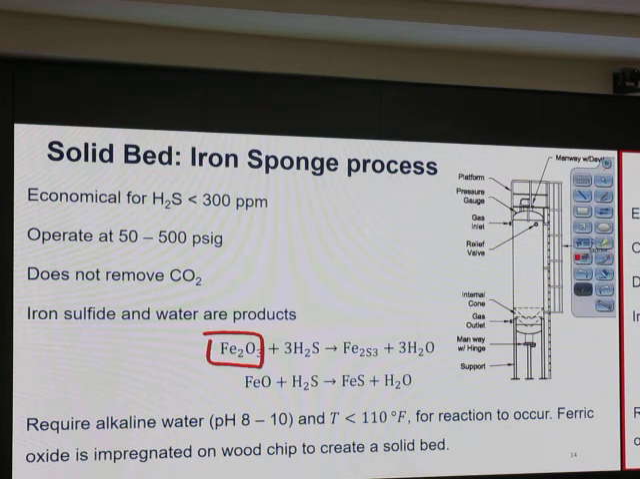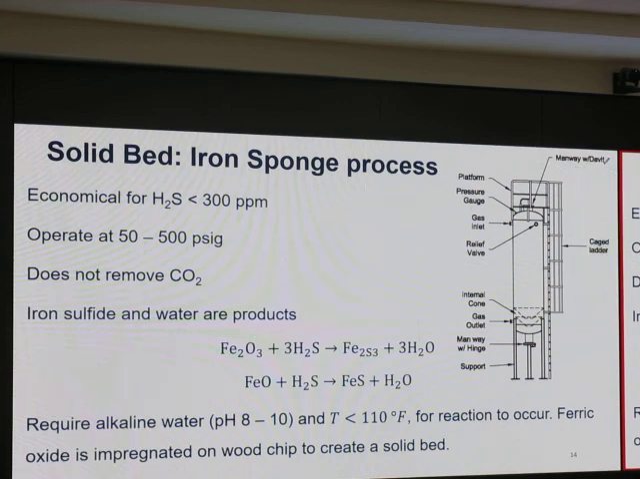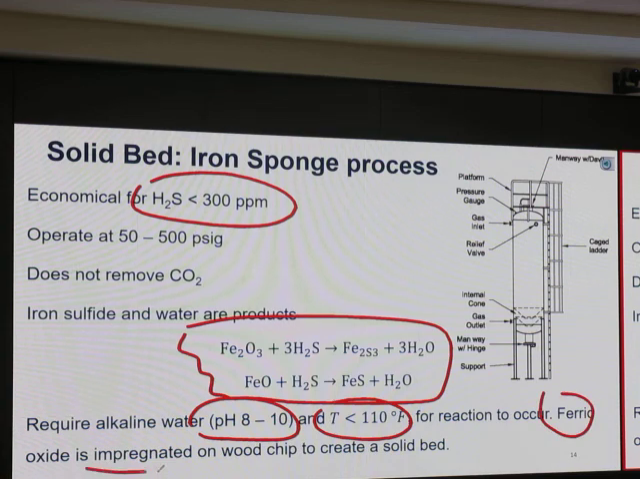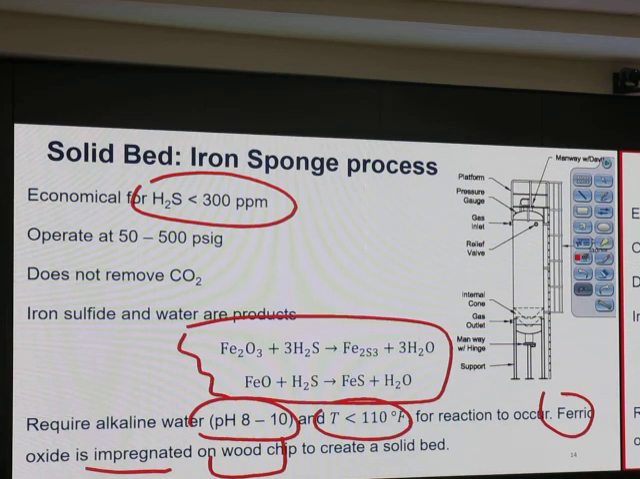The way that we do it is good for H2S less than 300 ppm. It doesn't remove CO2. Inside, it has this kind of chemical reaction. It requires pH 8 to 10 and temperature less than 110 for the reaction to occur. This ferric oxide is impregnated on wood chips. So you have a bag of wood chips, you put it in the reactor and flow the gas through. The wood chips catch the acid gas. The gas coming out is sweet.